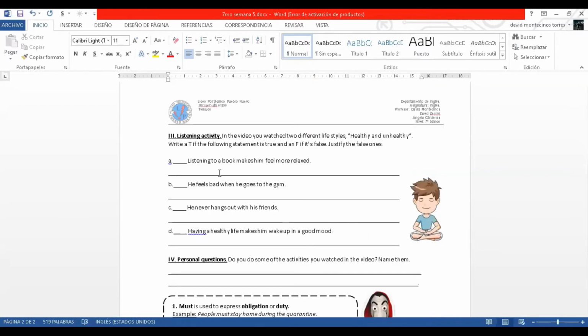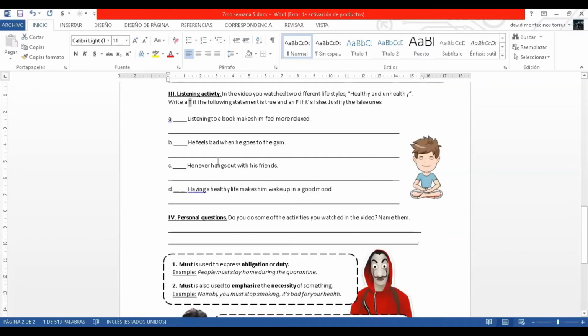Acá tenemos verdadero y falso. Remember that you have to write an F if it is false and a T if it is true. True or false. You have to answer these questions according to the listening.